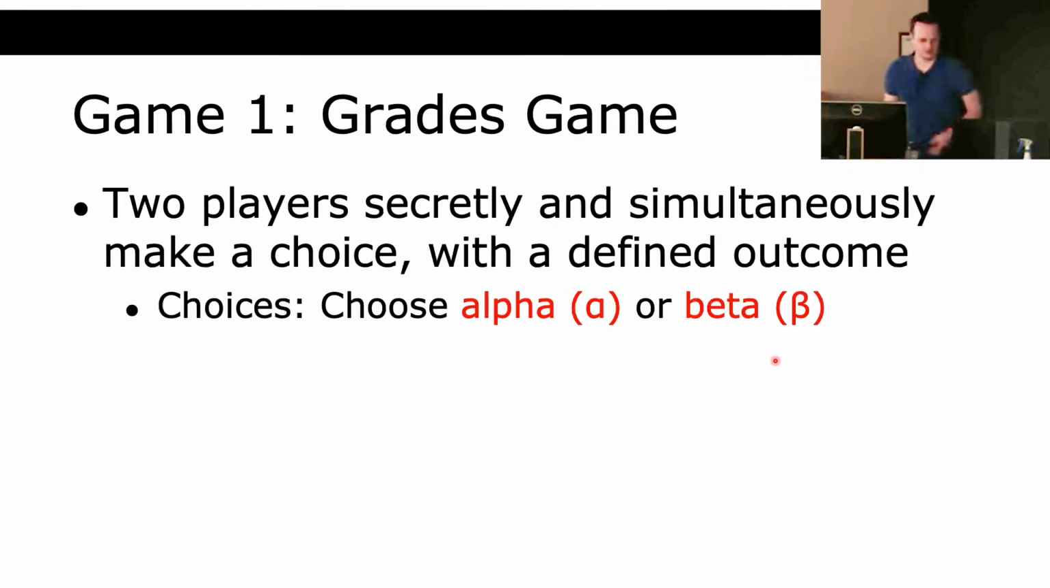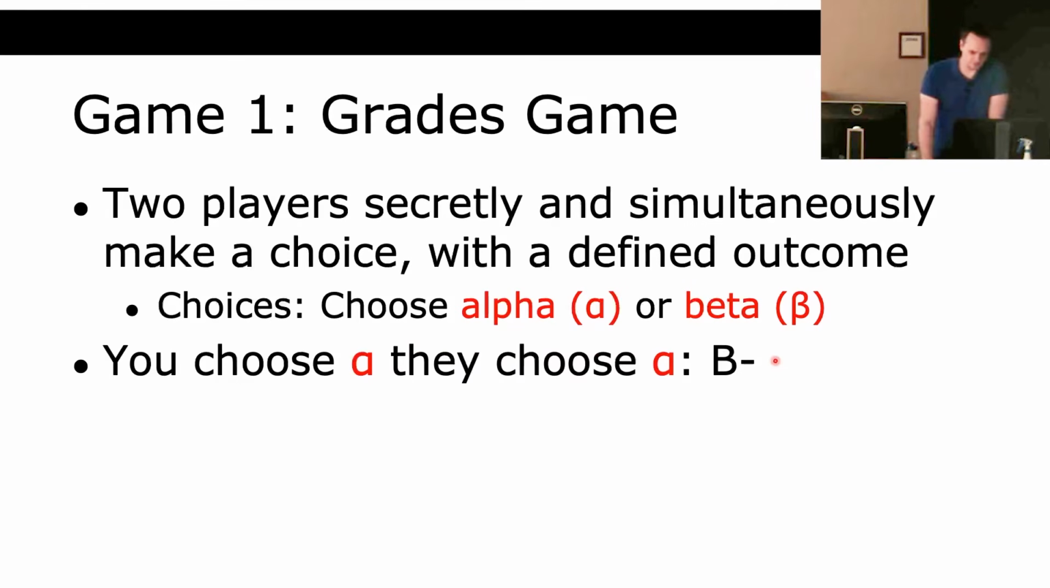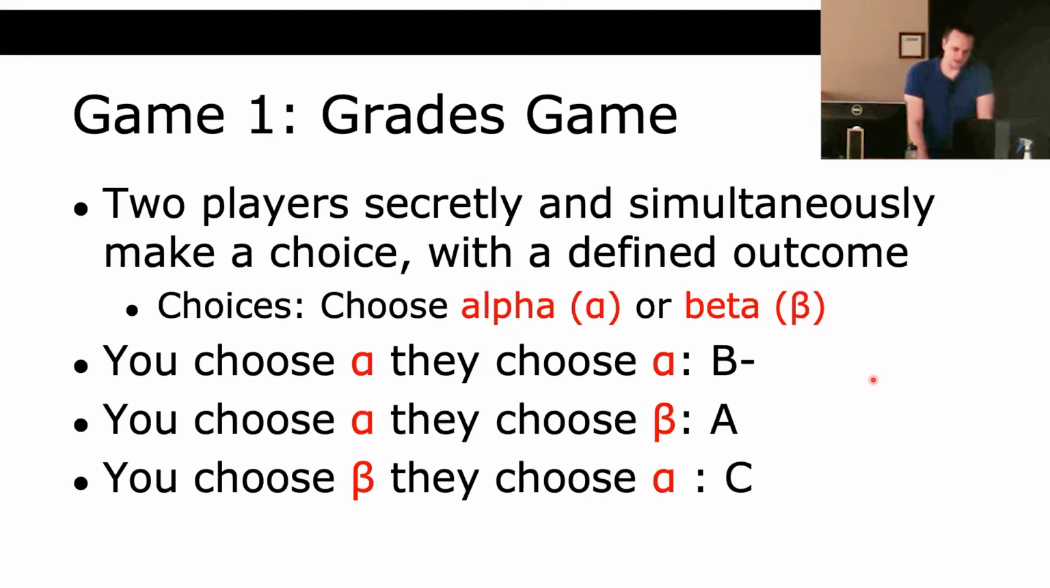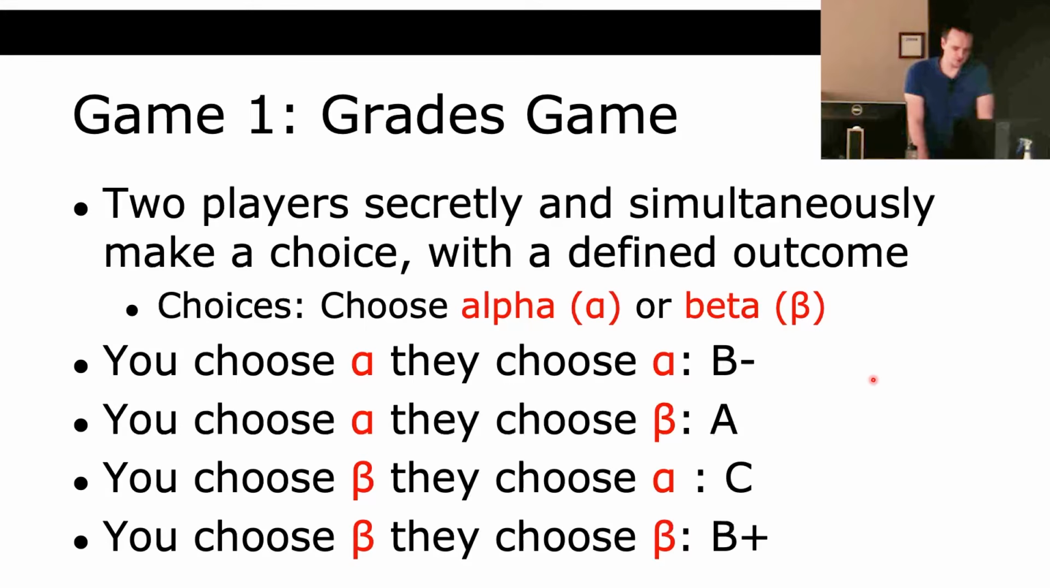They're just letters. And here's what happens. If you choose alpha and they choose alpha, you get a B-. Okay, so this is some crazy game that will decide your grade in the course. If you choose alpha and they choose beta, you're going to get an A. If you choose beta and they choose alpha, you're going to get a C. And if you choose beta and they choose beta, you're going to get a B+.